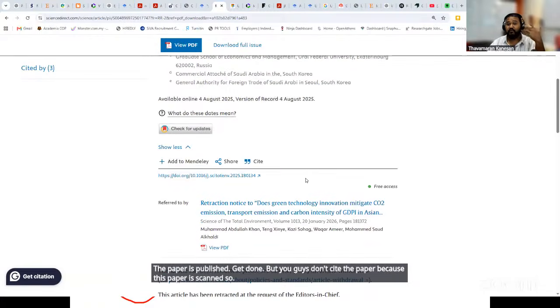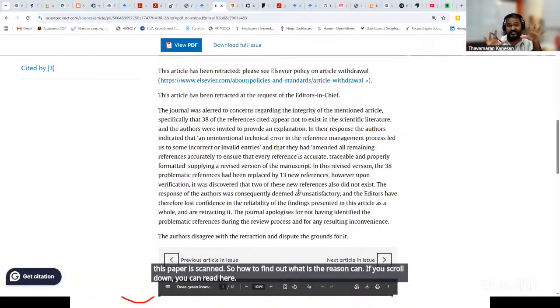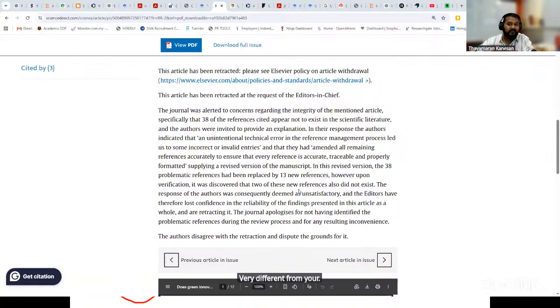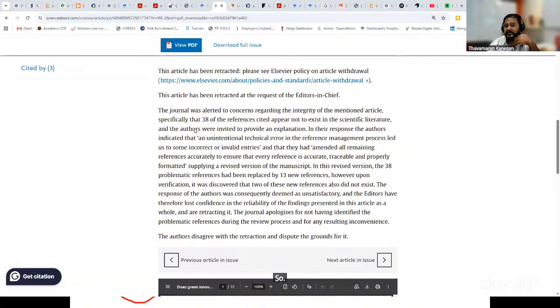So how to find out what is the reason? If you scroll down, you can read here. For those who don't know, this thing actually exists. This is the publishing world, very different from your university world. In university, you can get away with all the fake references, fake citations, fake content, but the publishing world, not really.